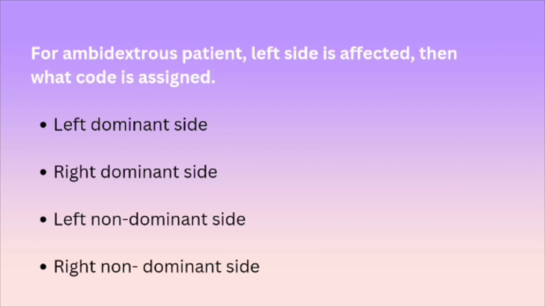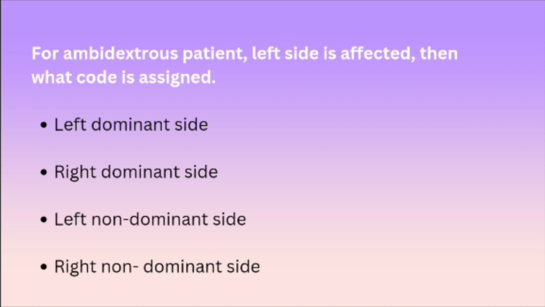Next question. For an ambidextrous patient, the left side is affected. Then what code is assigned? Left dominant side, right dominant side, left non-dominant side, or right non-dominant side. What do you mean by ambidextrous patient? An ambidextrous patient is a patient where both sides of the body are equally skilled. Means right side of the body and left side of the body, they can use both sides of the body equally in different activities like writing and using tools.